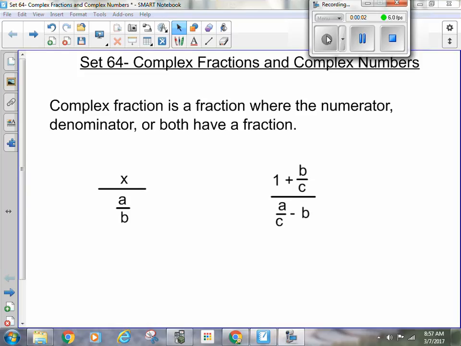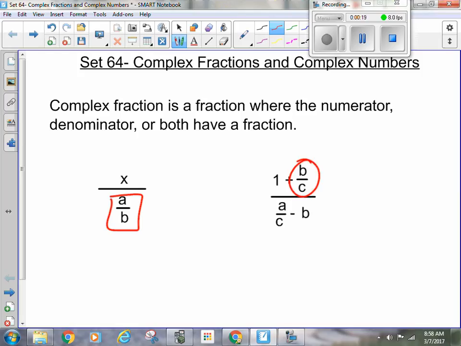All right, ladies and gentlemen, set 64 is on complex fractions, and then we're just going to review complex numbers. Reminder, a complex fraction is a fraction where the numerator, the denominator, or both have a fraction. So in our first example, just our denominator has a fraction, and in the second one, we have it in our numerator and in our denominator. But we've worked with these.